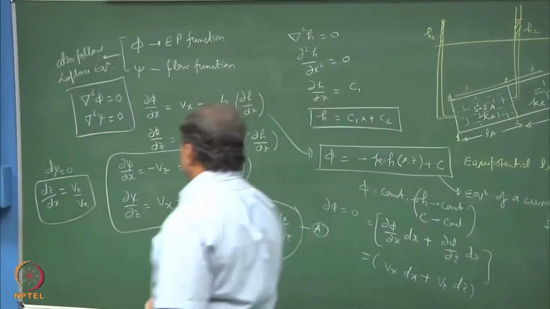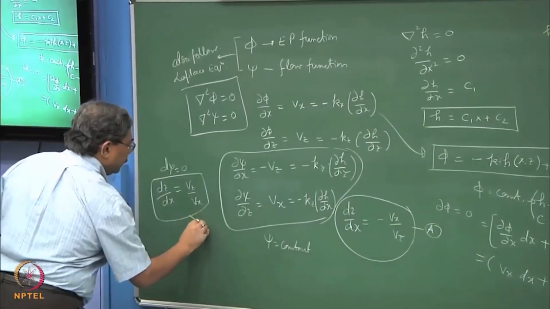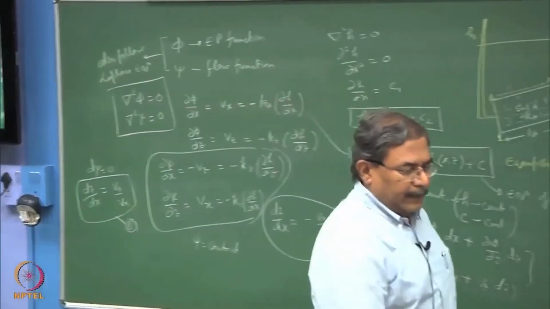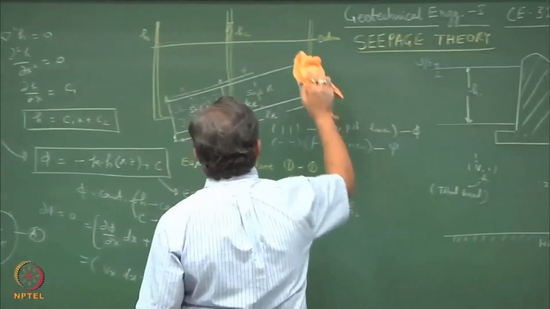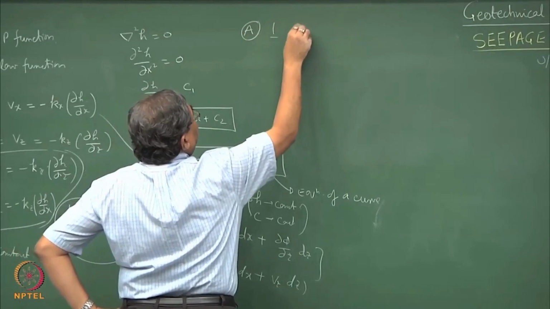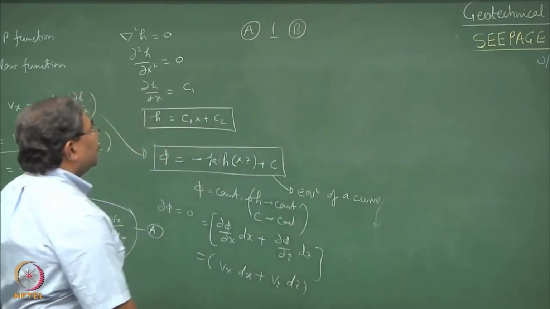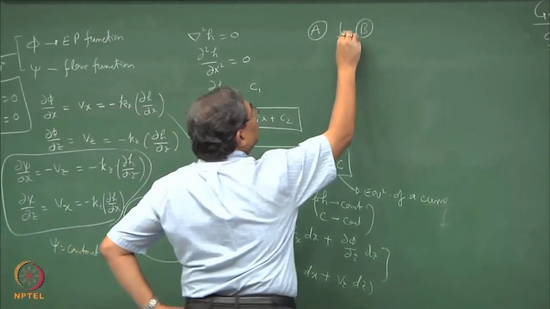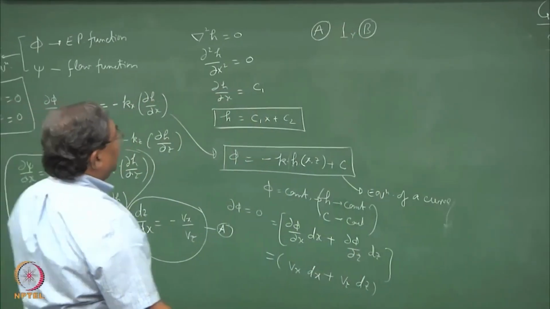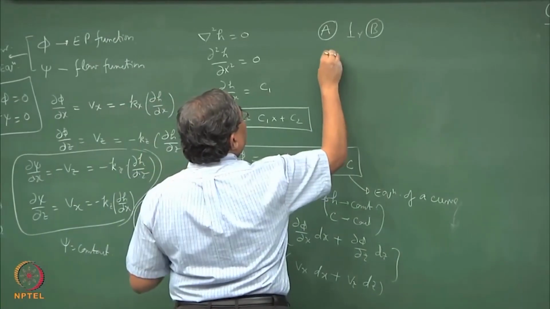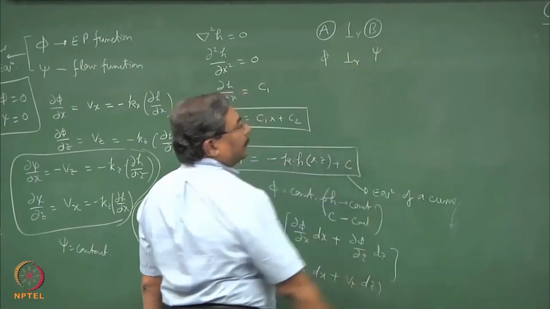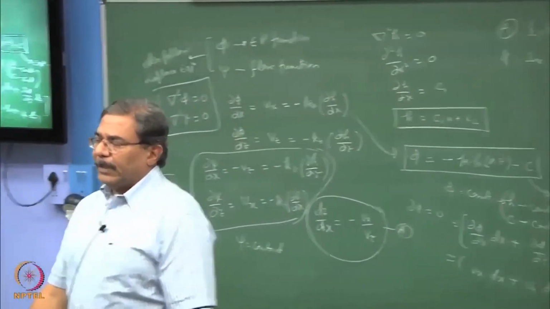Now, if I designate this as B, you can make out that A is perpendicular to B. So, A is perpendicular to B. Is this part okay? Now, A happens to be an equipotential line. So, equipotential line is always perpendicular to the flow line. This is what we have derived.